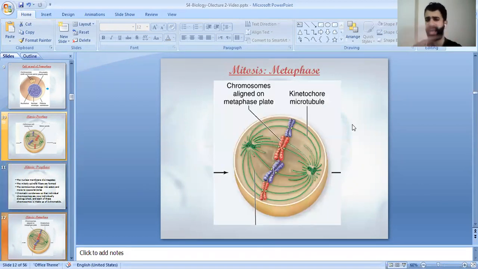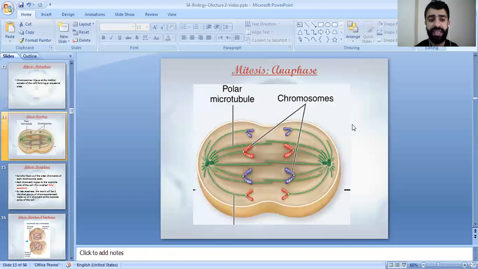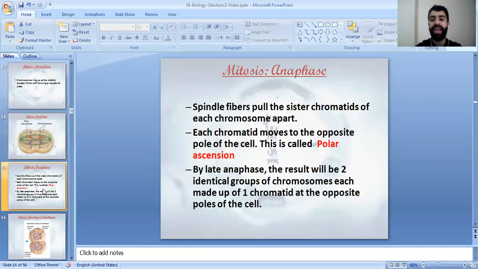At metaphase, it's clear, the chromosomes line up at the middle of the cell, forming what is known as the equatorial plate. During anaphase, the spindle fibers pull the sister chromatids and move them apart. Each chromatid moves to the opposite pole of the cell, as shown here. This is what is known as polar ascension. Here, by the late anaphase, we have 2 identical groups of chromosomes, each made up of 1 chromatid. They move to the opposite poles.